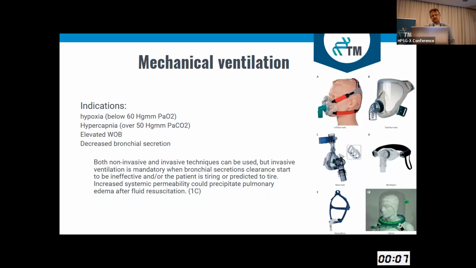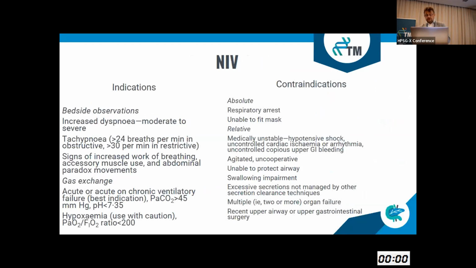Increased systemic permeability could precipitate pulmonary edema after wrong and too much fluid resuscitation. The indications are hypoxia, if the arterial oxygen level is below 60 millimeters of mercury, or the patient has hypercapnia, over 50 millimeters of mercury arterial carbon dioxide level, or if the patient has elevated work of breathing. I mentioned decreased bronchial secretions also.